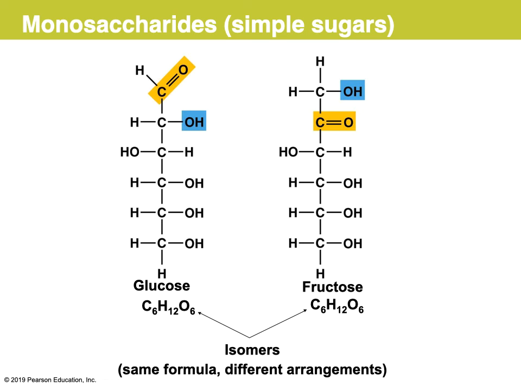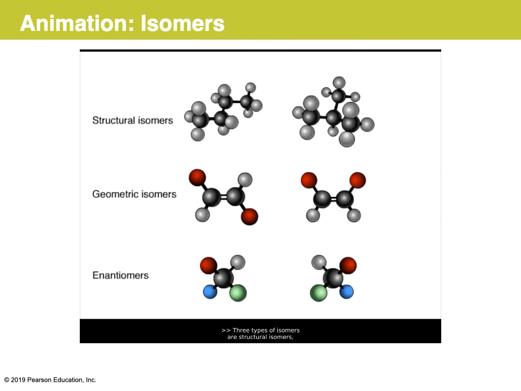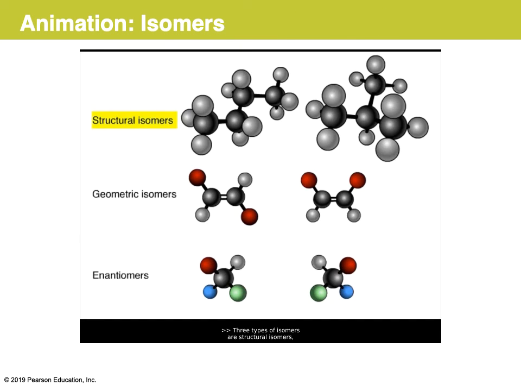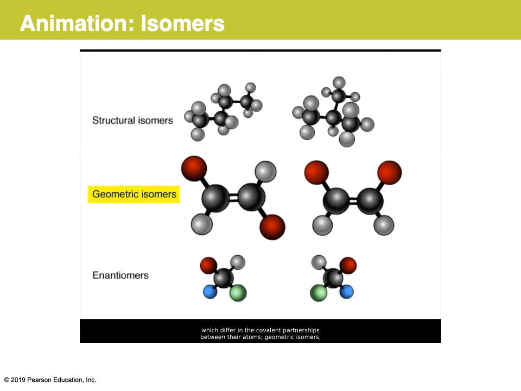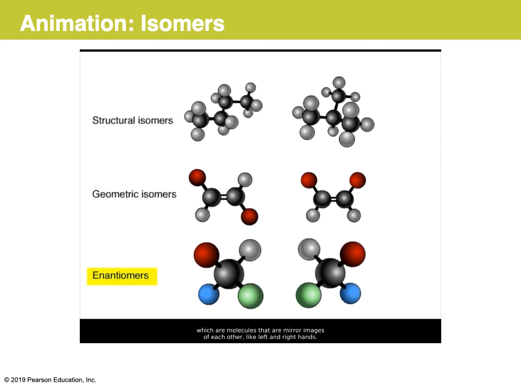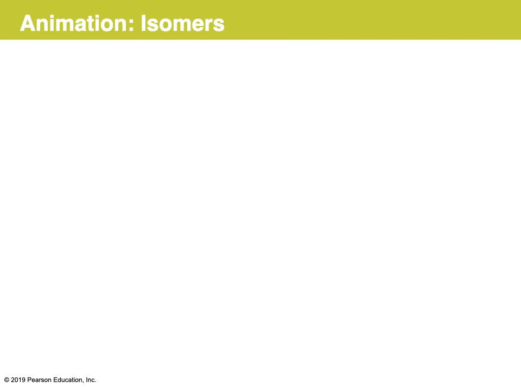Now, the animation coming next is about isomers. We really are only going to discuss structural isomers in this class. 3 types of isomers are structural isomers, which differ in the covalent partnerships between their atoms. Geometric isomers, which vary in arrangement of atoms around a double bond. Enantiomers, or stereoisomers, which are molecules that are mirror images of each other, like left and right hands. If you go on to take chemistry, you'll be dealing with those other types, but for this course, we're just really going to talk about structural isomers.